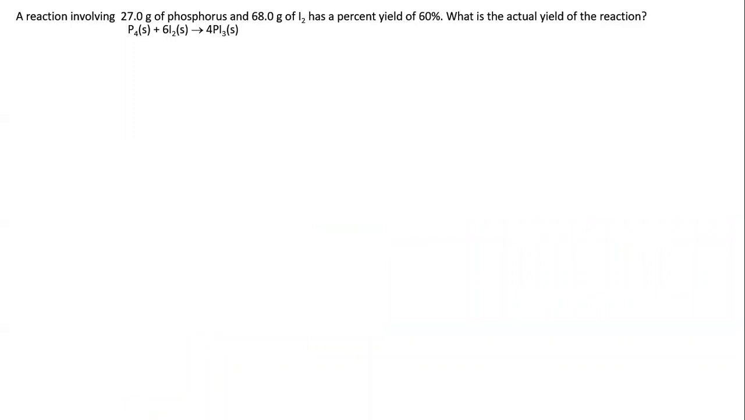Sometimes when you look up reactions, if they're well known, they're reported in literature, they say, hey, this reaction has about a 60, 70% yield. What's the actual yield you can obtain if you use this much reactant? So here what we're looking for is the actual yield of the reaction.